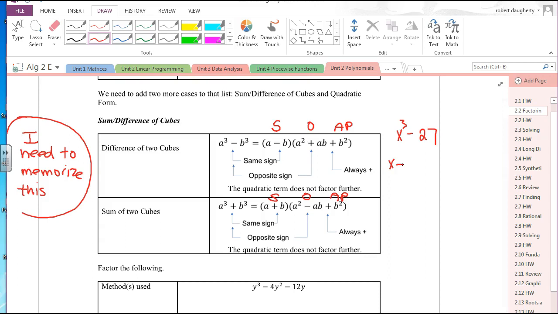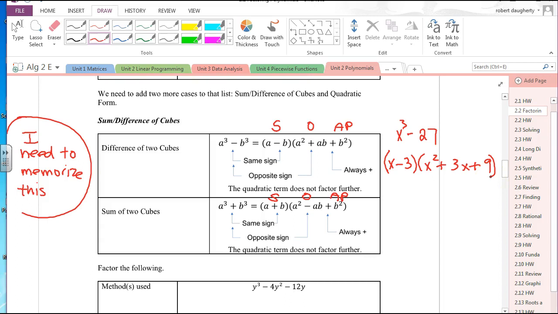X minus 3, okay? And then I need an x squared, a 3x, and a 9. So I square this, I multiply these, and I square that. This is the same sign as this. This one is the what? Opposite sign. That one is always positive, okay?